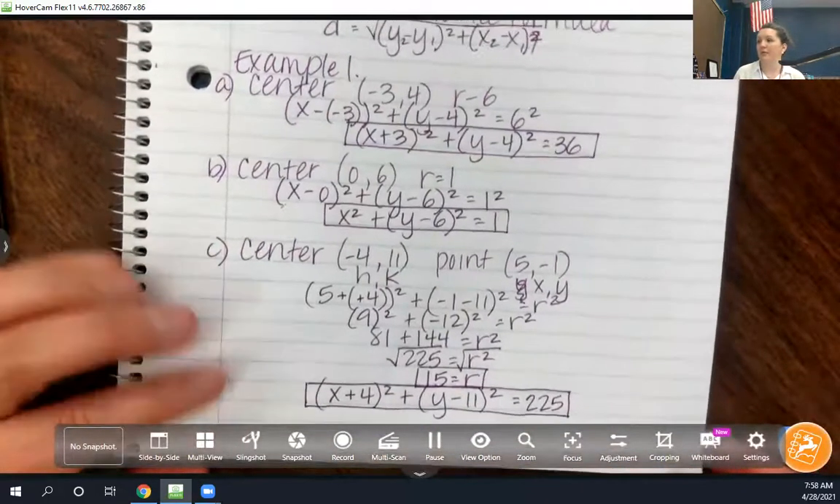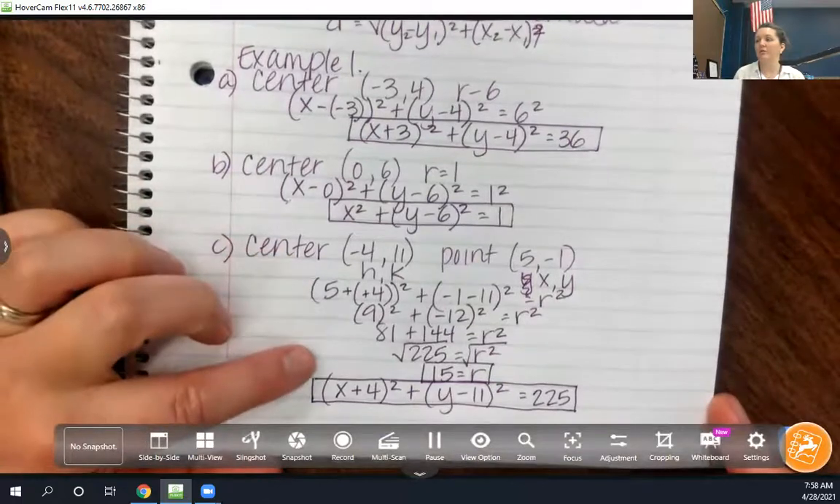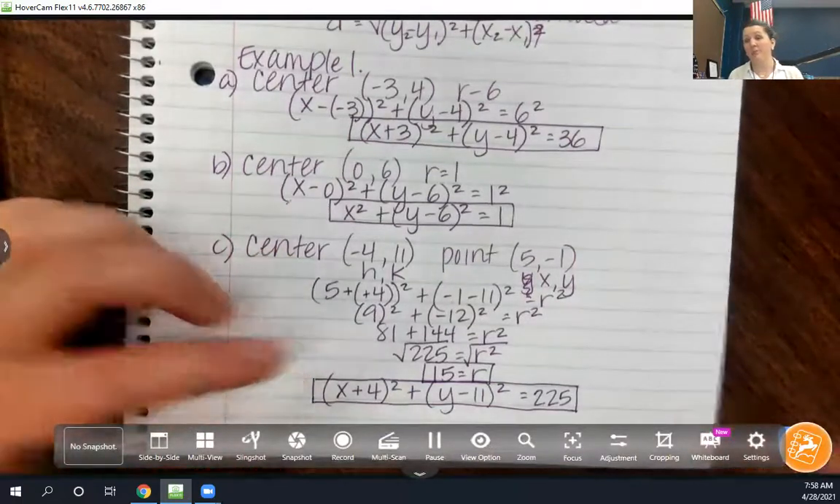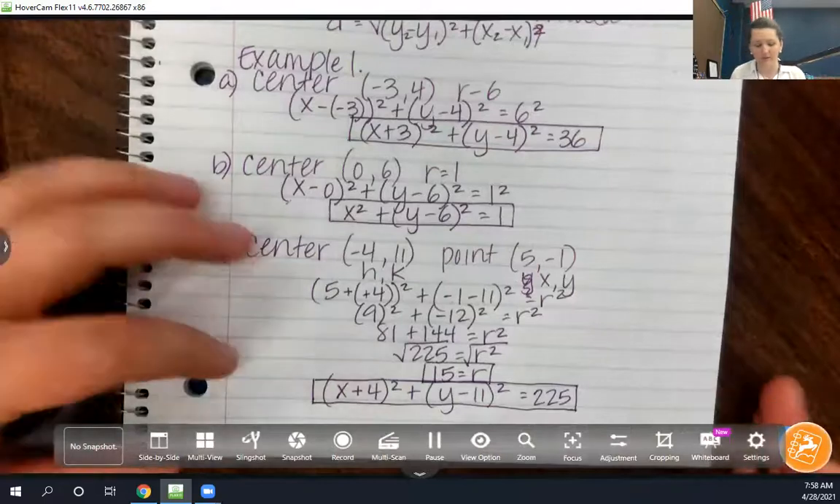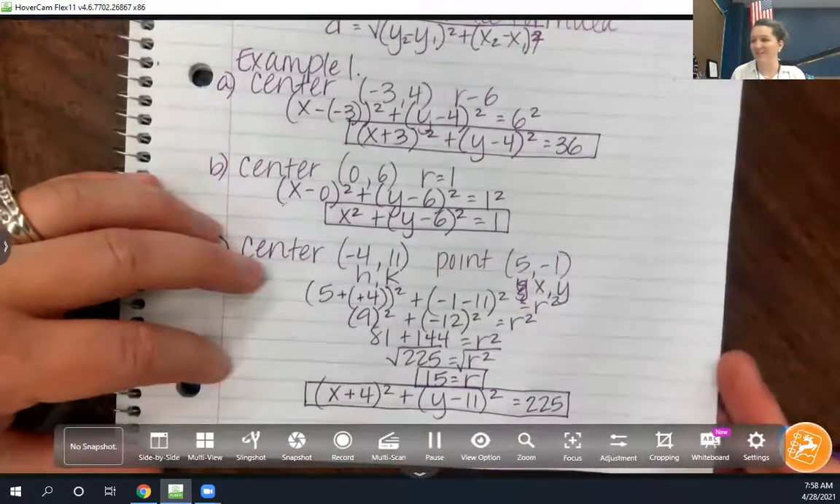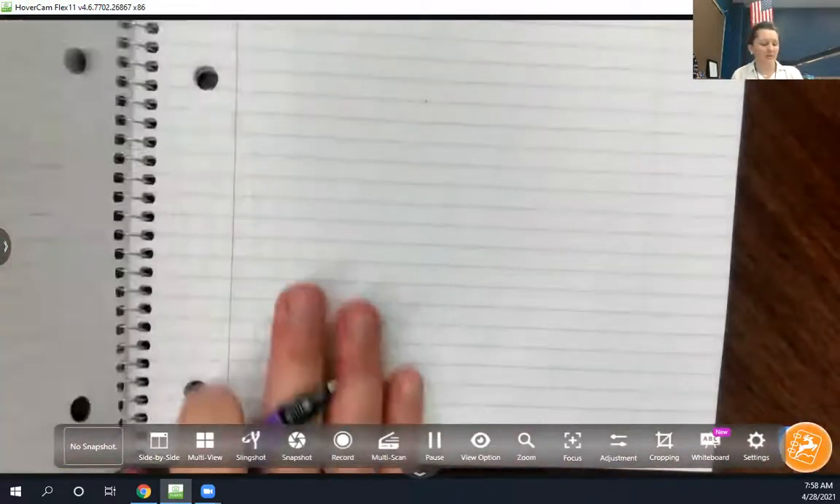There's our standard equation. So we do a little work. We had to find out what our radius is, which guess what? You're just finding the distance, right? Same thing that you did in geometry. All right, let's look at letter D.